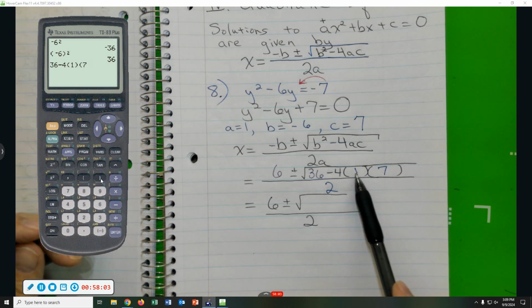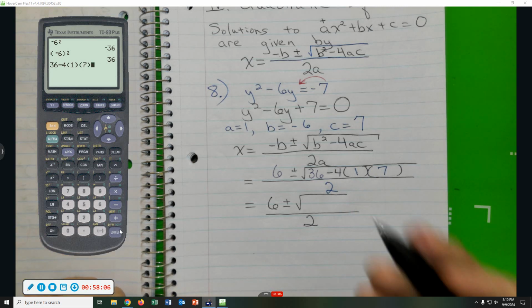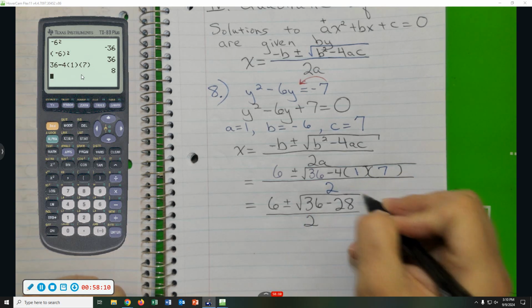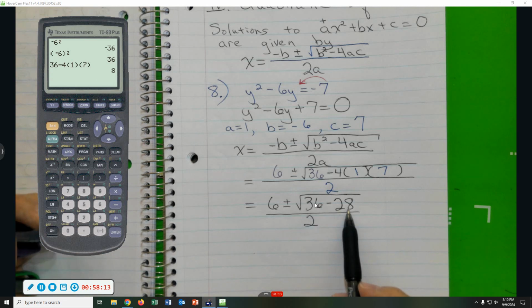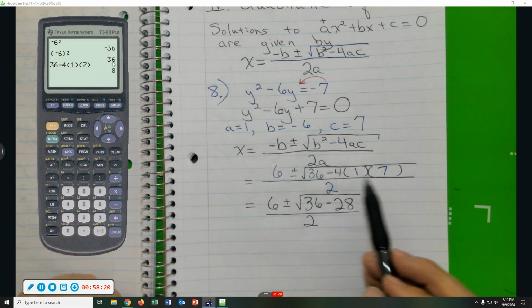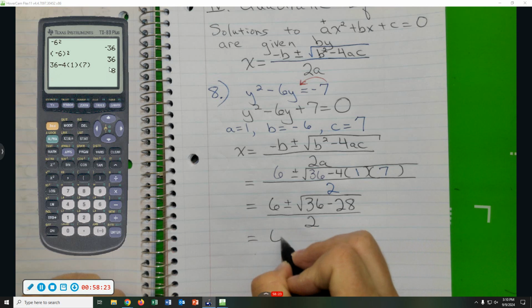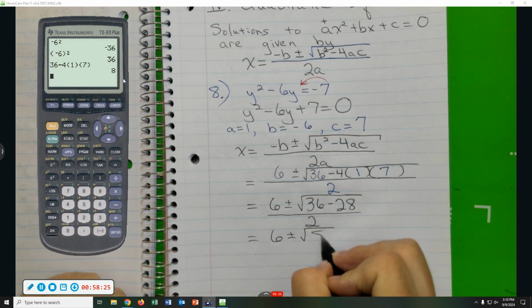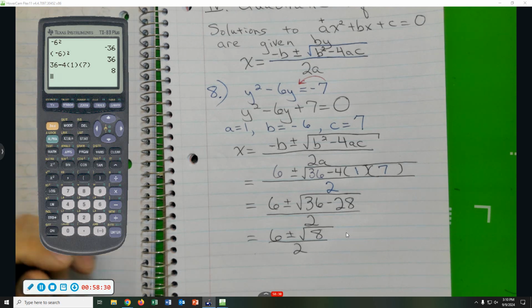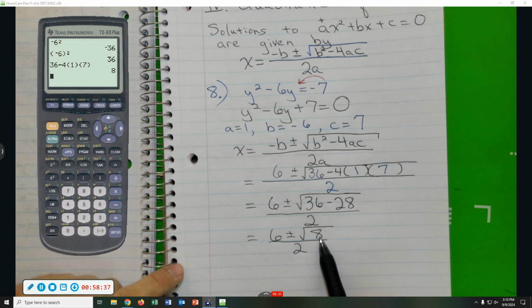Well, I know what 4 times 1 times 7 is. That's 28. So we have 36 minus 28. What's 36 minus 28? I don't want to call it out. 36 minus 28 gives me the square root of 8 all over 2. Are we through with the problem? No. Are we going to have an i in our answer? No, because that 8 is a positive number.